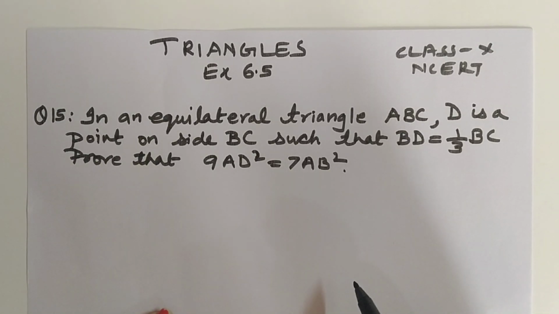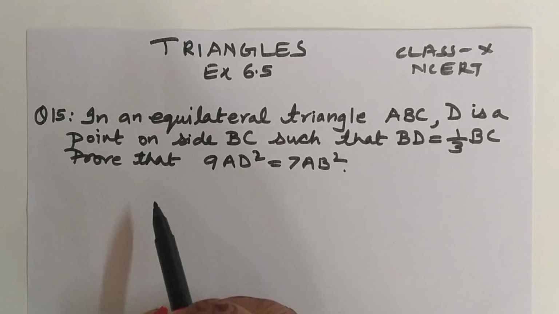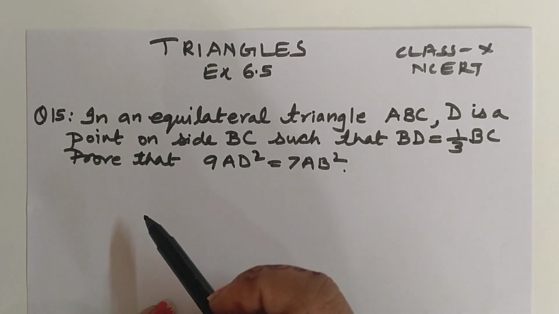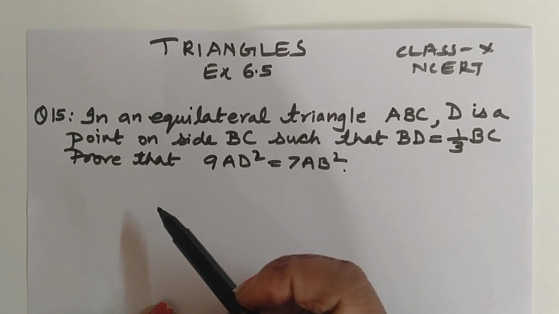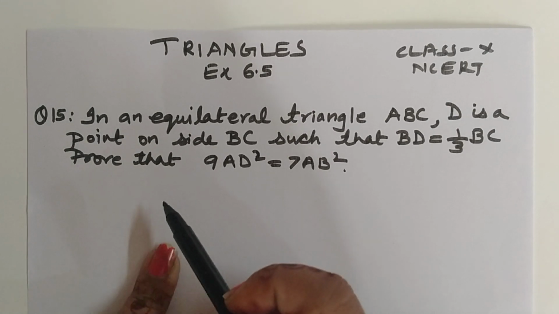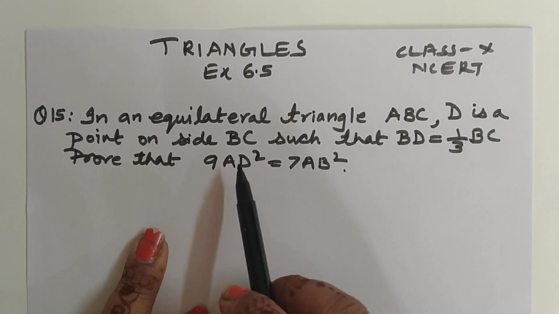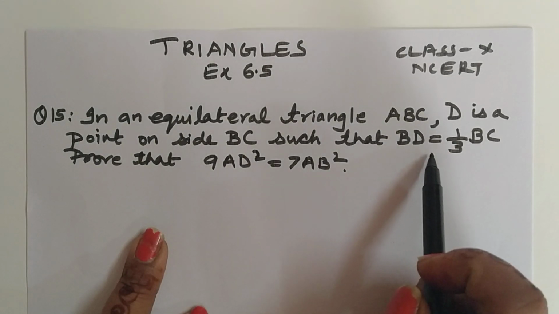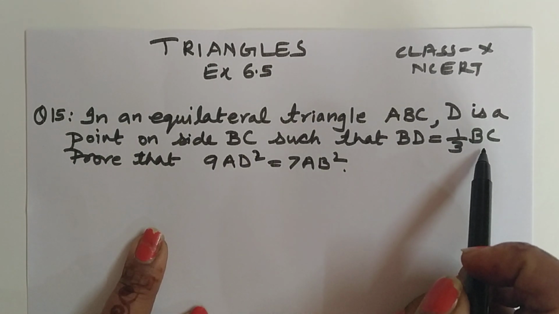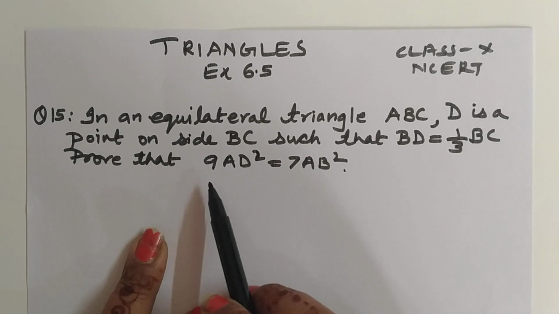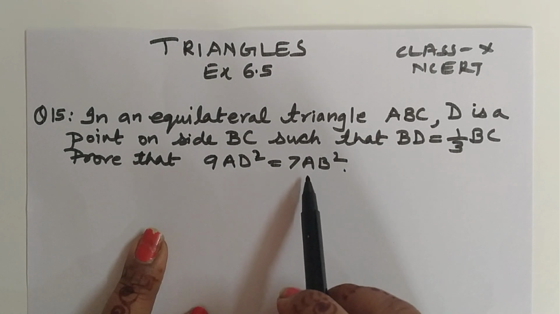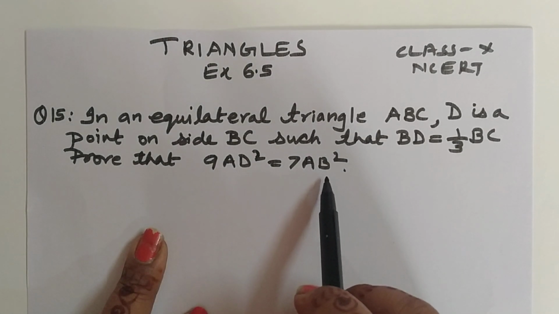Hello students, chapter Triangles, exercise 6.5, and this is question number 15. This is a very important question of the chapter Triangles. In an equilateral triangle ABC, D is a point on the side BC such that BD is equal to 1 by 3 BC. Prove that 9AD square is equal to 7AB square.